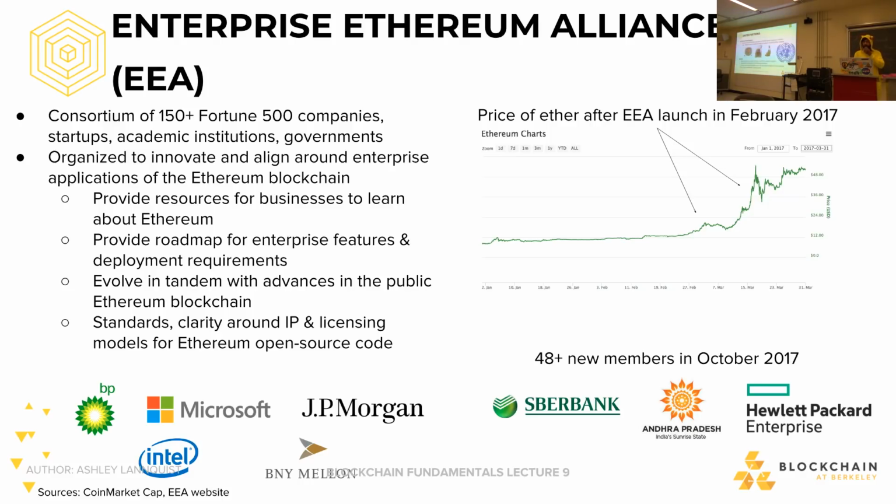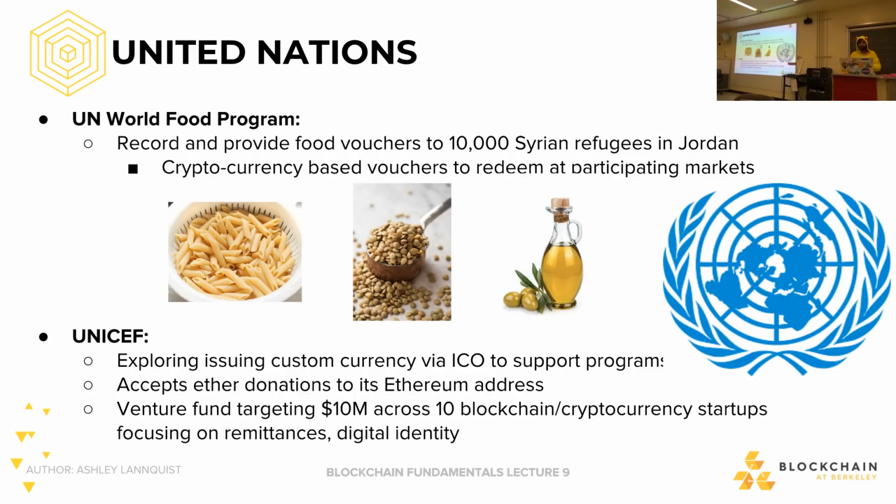You have the United Nations, which is looking into two particular projects. In May, actually, they recorded and provided food vouchers to 10,000 Syrian refugees in Jordan, according to CoinDesk. So these were some cryptocurrency-based vouchers that allowed them to redeem food at participating markets, which meant that you no longer had to pay and you no longer had to give a stipend in euros or in some other currency. You can now assign some token via the Ethereum blockchain, which will allow you to redeem that at some market. So you've created sort of like a food stamp, but in a virtual world, so that you don't need to have a physical one on you.